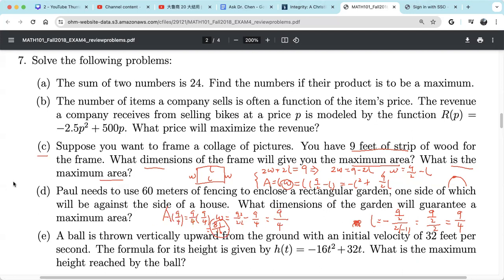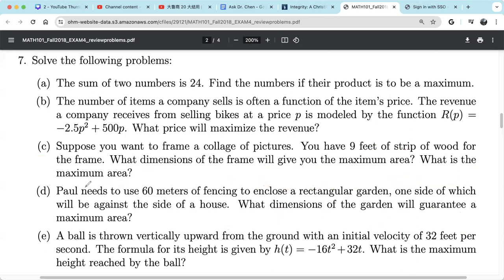Okay, now let's see D. D says Paul needs to use 60 meters of fencing to enclose a rectangular garden, rectangular again, one side of which will be against the side of a house. So what does that mean? Something like this. We have this rectangular garden, and this side is the border facing the house. And of course, on the side of the house, we don't want to put a fence. So in this case, we only have a fence with 2 widths and 1 length.